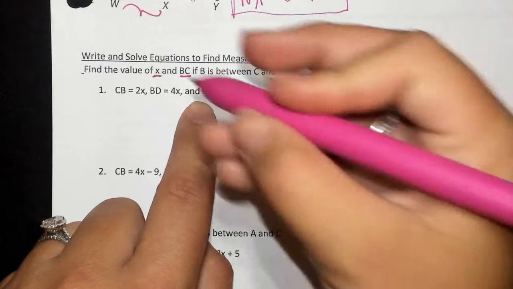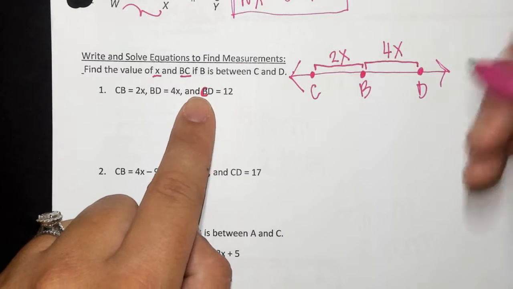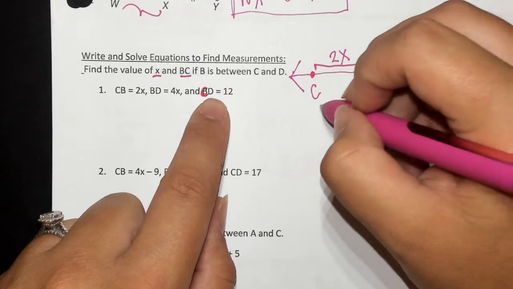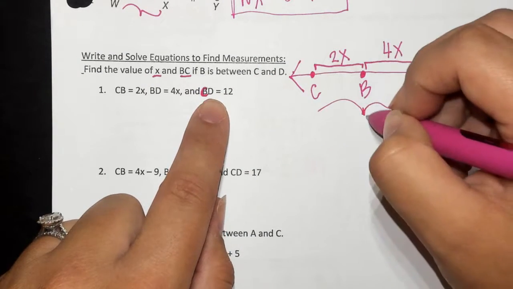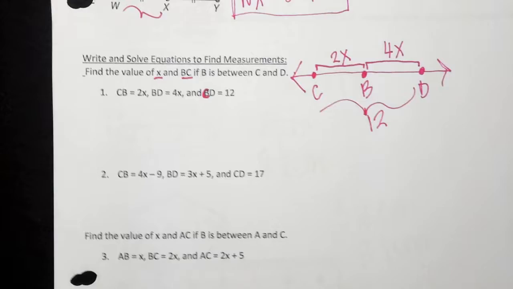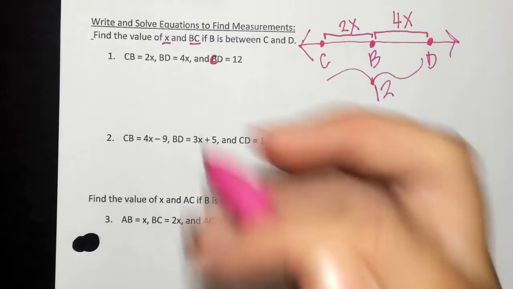This is a typo. It's supposed to be CD. Sorry. So it told me each little piece, and then it told me CD, the whole thing, is 12. This is where your formula comes in handy. Let's write it twice more. Let's write it 2 more times, and then I'll let you stop writing the formula, okay?